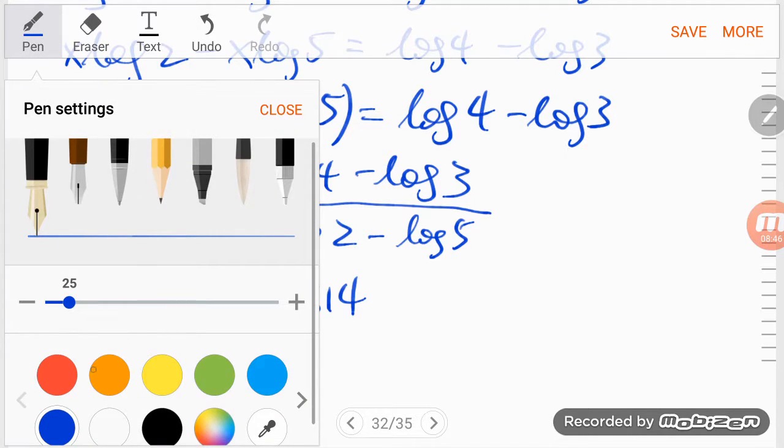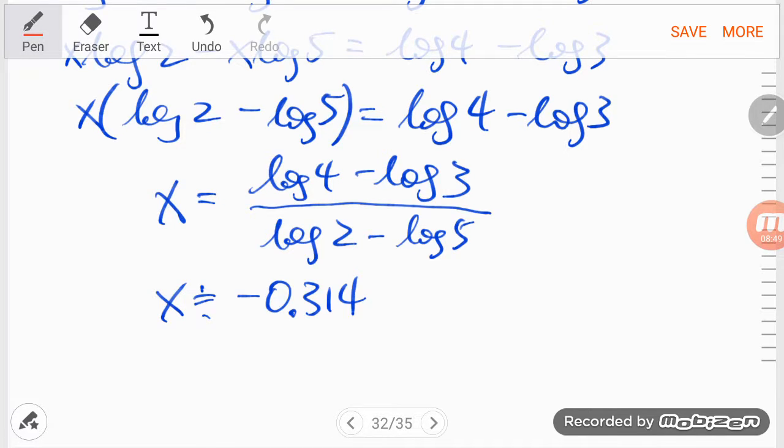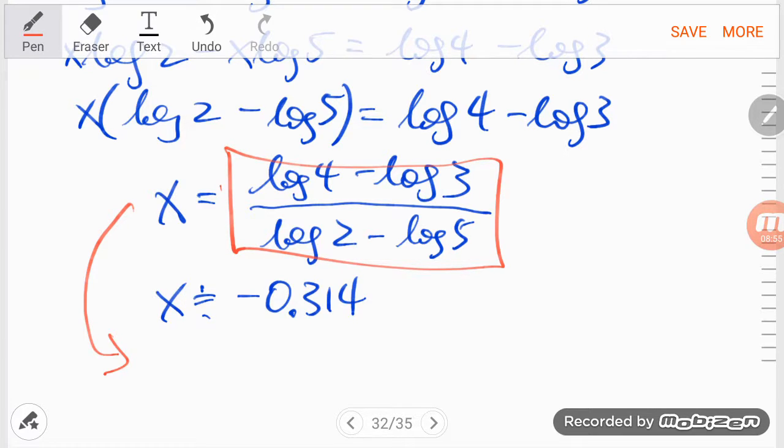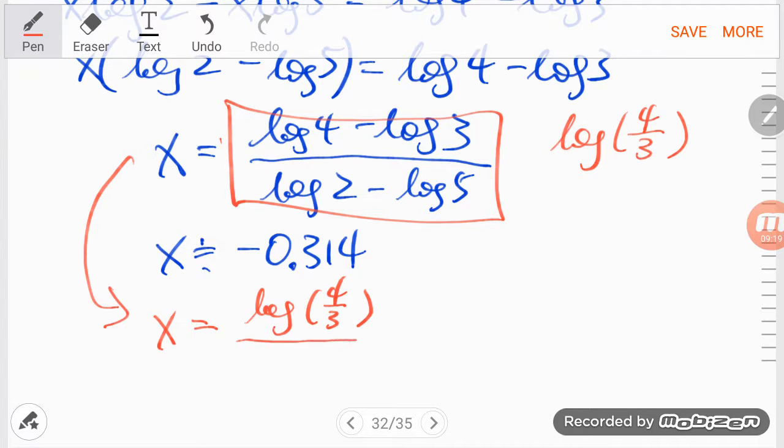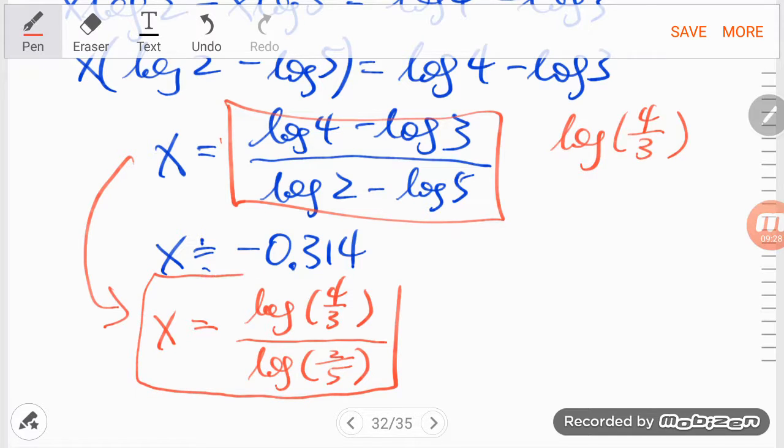However, let's say if the question said no calculator, right? No calculator, so your answer could be that, or I'm gonna mess around with that a little bit. So my x is equal to, I have log 4 minus log 3. So if I have a subtraction, that means I can convert this part using the properties. That will become log 4 over 3, right? So I have log of 4 over 3 over, now that will become log of 2 over 5. So that could also be your answer.